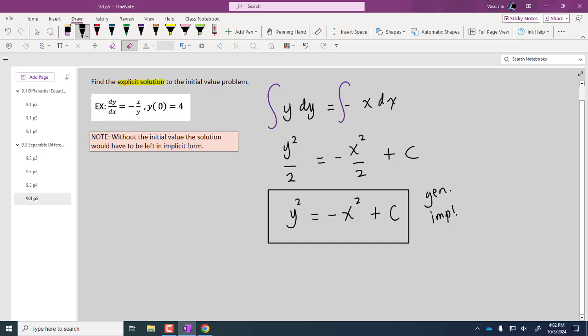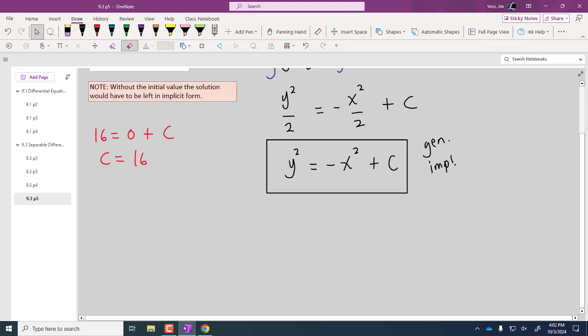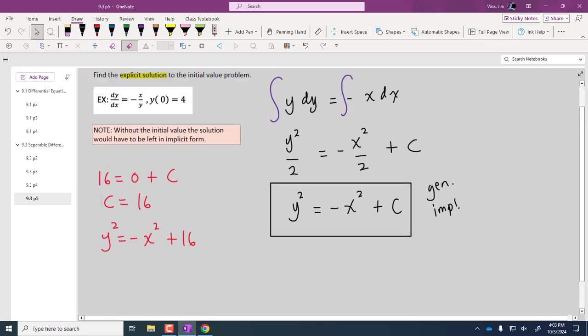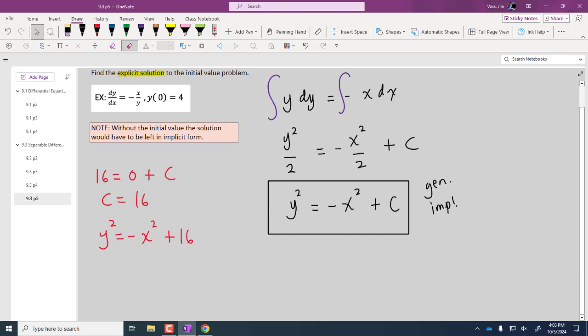So general implicit solution, depends on how you intend it. Now let's find our particular solution. So 0, 4. So 0 is going in for the x, 4 is going in for the y. So we get that c is 16. So then we have y squared equals negative x squared plus 16. You could do that. You could factor that.